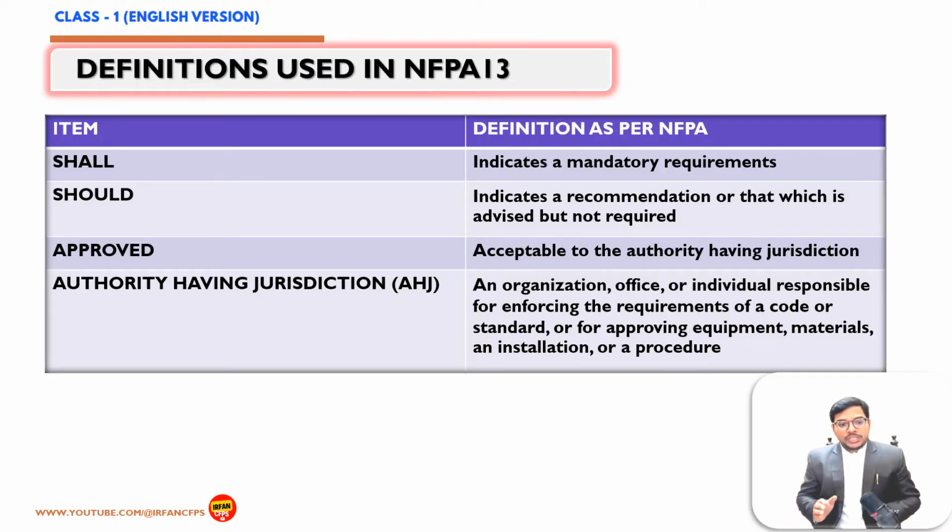Authority having jurisdiction, which is called AHJ, is an organization, office, or individual responsible for enforcing the requirements of a code or a standard, or for approving equipment, materials, installation, or a procedure. The authority having jurisdiction is the local authority responsible for approving the equipment, materials, installations, and also the testing procedures based on the local regulatory requirements followed by each country.